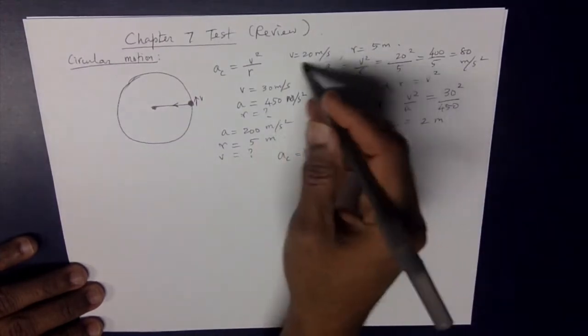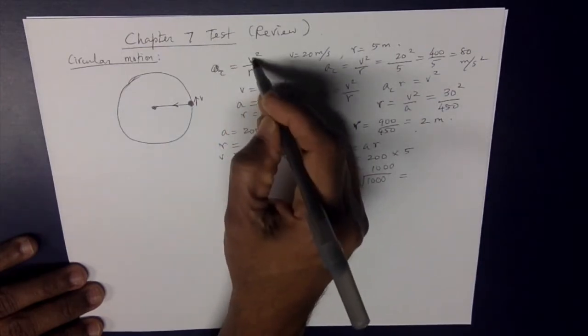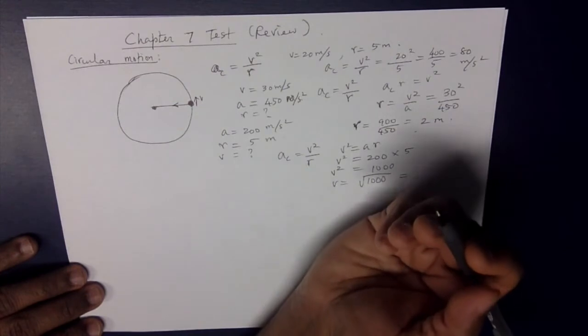So you can expect to calculate a, calculate v, calculate radius. Okay, that's the first part.